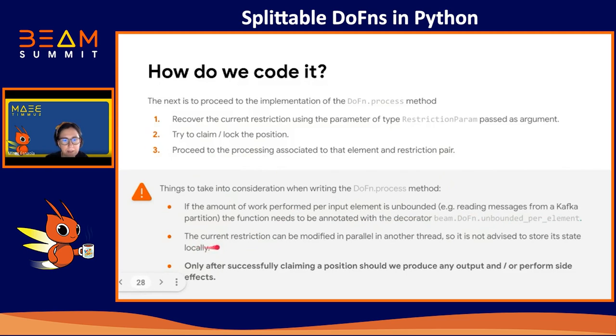And then another important thing to do is, as we said, in parallel, the runner can be doing splits, okay? So it's not a good idea to go and store the state of the current restriction in a local variable, because the current restriction could have actually changed, okay? We said before that the current invocation, when there is a split, keeps the primary restriction, but it's different from the original one, and the residual restriction will be taken by another process, okay?